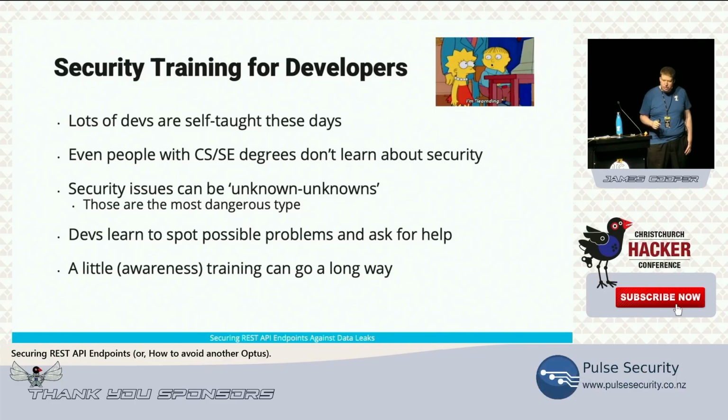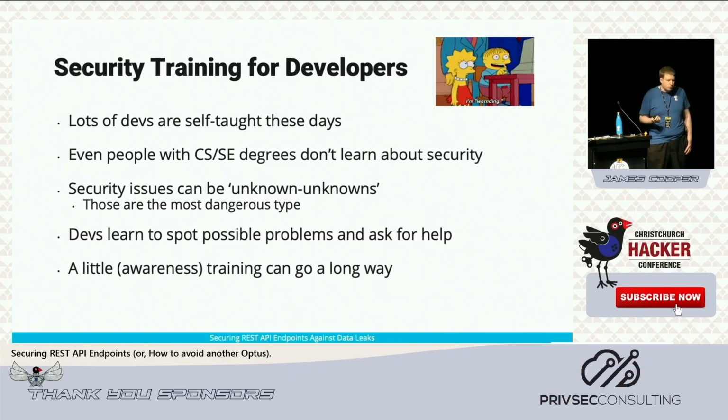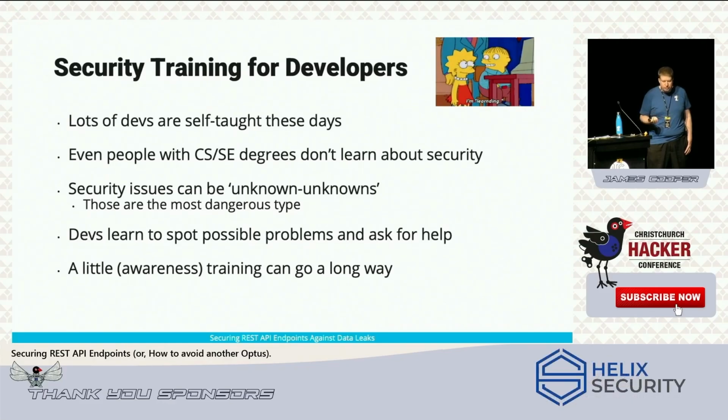So the point is, even just a little bit of training can go a long way to help people have that sense of when something looks like it's an issue and be able to raise it to the person who is supposed to know what they're talking about and get some help. And that can help prevent bigger issues getting out, because people can get the help they need before it goes to production.